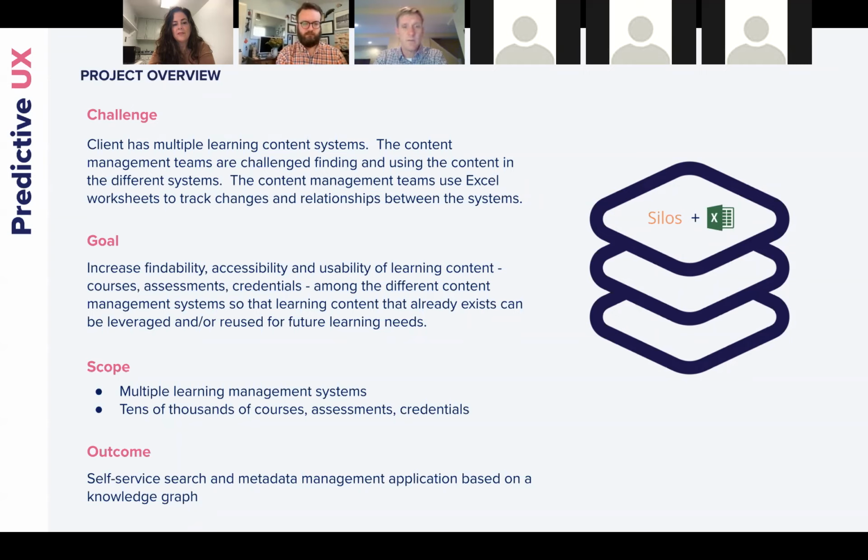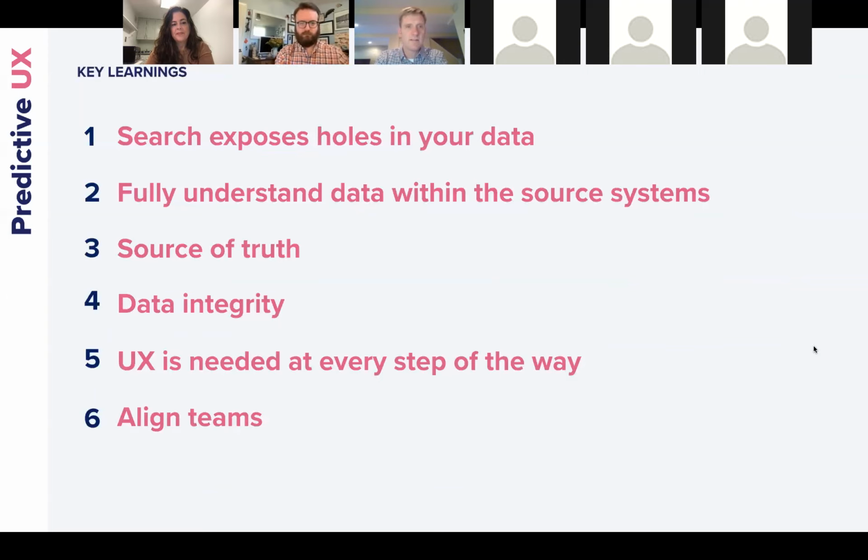So what I want to go through in the next couple slides is the key learnings from this project, and then get into two specific areas of focus of this project. The first one being, how do you present the data from these different systems? And then the second one being, what about search? Search is a key component of any type of project like this. And how do you really tailor search in a way that's effective for the different groups? So why don't we go on to the next slide?